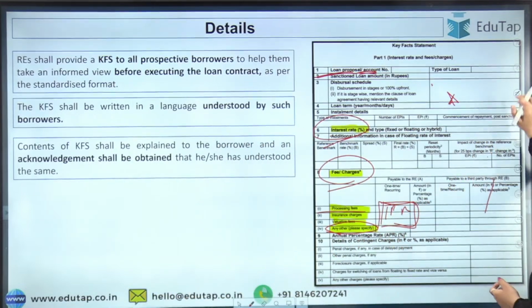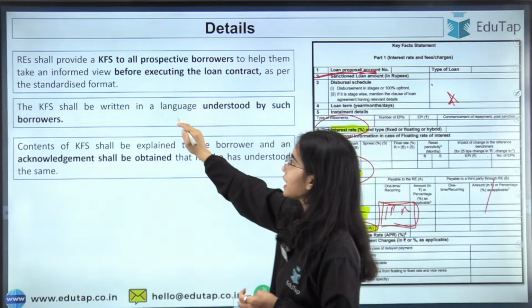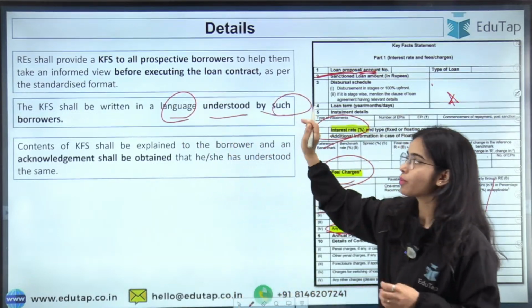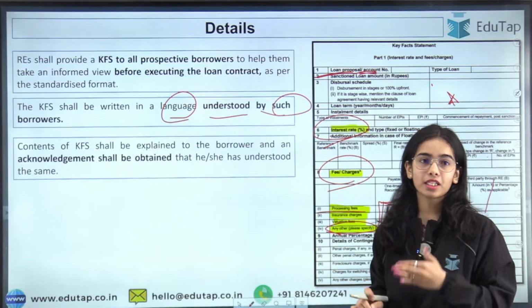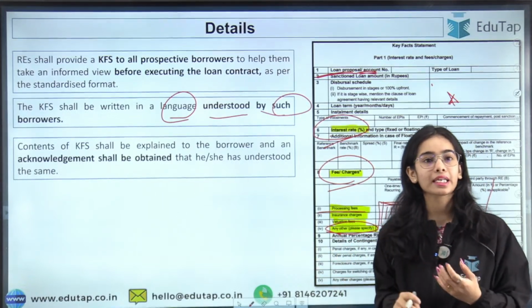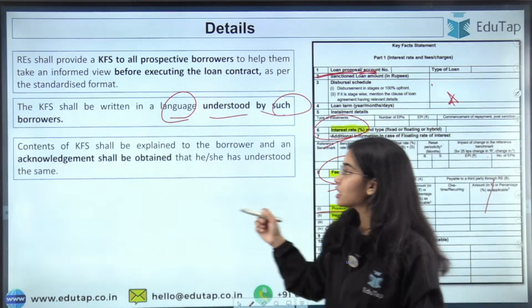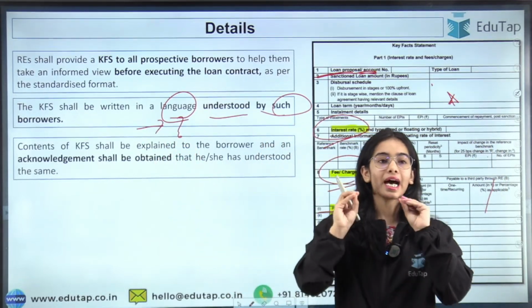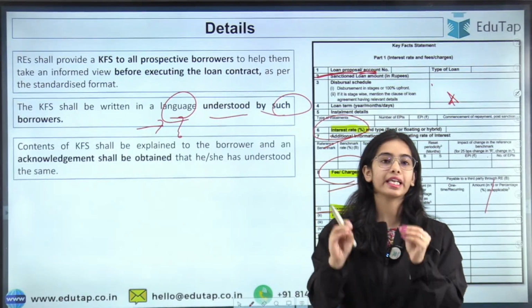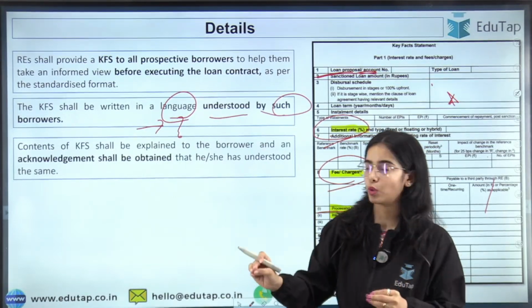Let me tell you now, the KFS shall be written in a language understood by such borrowers. So it should be in a language that is understood by the borrower. If the person can only understand Hindi, then it should be in Hindi. Okay. So there are no specific languages that have been mentioned. The RBI has only said that the KFS should be provided in a language that is understandable by the borrower.